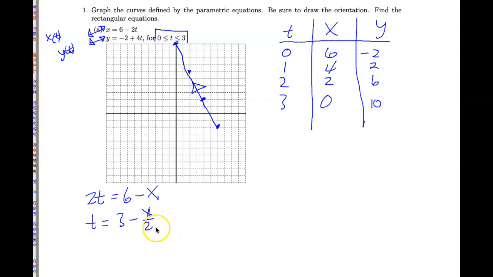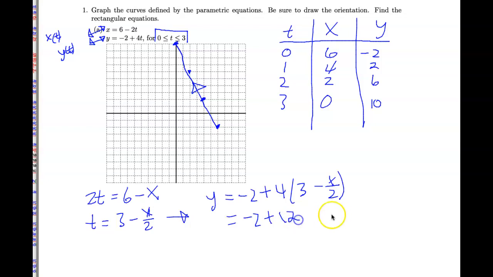And then now we're going to plug our value for t into the equation for y. This means we'll have y equals -2 plus 4 times (3 minus x over 2). Let's go ahead and clean this up. We'll end up with -2 plus 12 minus 2x, and -2 plus 12 is 10, minus 2x.